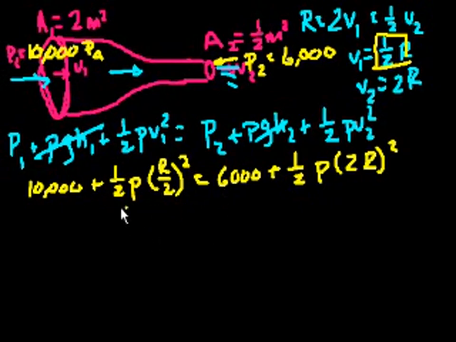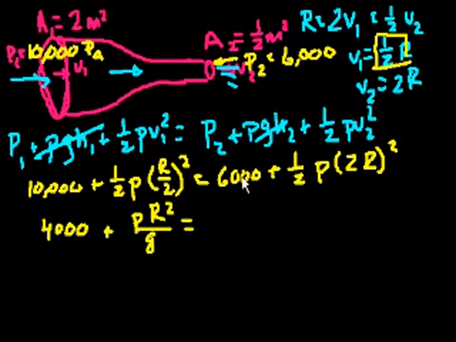Let's do some simplification. Let's subtract 6,000 from both sides, and we're left with 4,000 plus rho R squared over 4 times 1/2, so it's over 8, is equal to 1/2 times R squared times 4, so this is 2 rho R squared. We could multiply both sides of this equation by 8 just to get rid of the denominator.